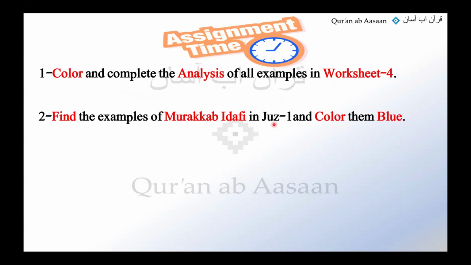Once you are done with your worksheet, then you should move on to find the examples of murakkabe idafi in your juz. And what color have we learned to do for them? How are we going to mark them? We are going to underline them blue. And how are we going to look for murakkabe idafis? We are going to look for the colored noun in jar and we're going to look back. If we see a nullified noun and possessed noun, then we're going to underline it blue like this.